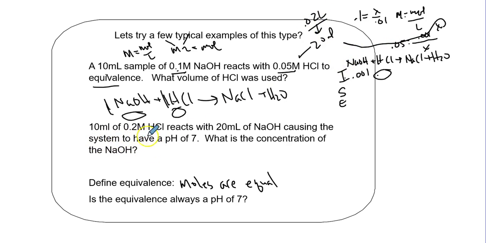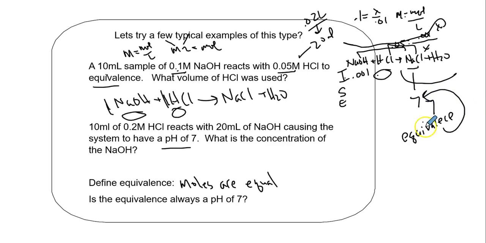10 milliliters of 0.1 molar NaOH reacts with 20 milliliters of 0.05 molar HCl, causing us to have a pH of 7. Now, because we have strong acids and bases, that means the conjugates, as we learned in the salts video, are neutral. In this case, my salt is neutral. Only product I have is neutral. So the equivalence does in fact occur at a pH of 7. But this is kind of a rare instance. My products aren't always neutral.